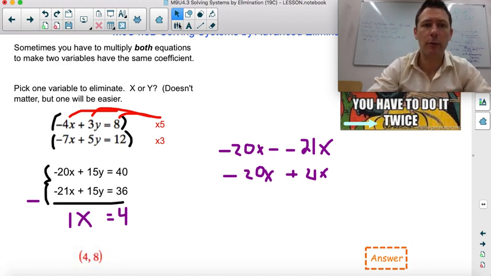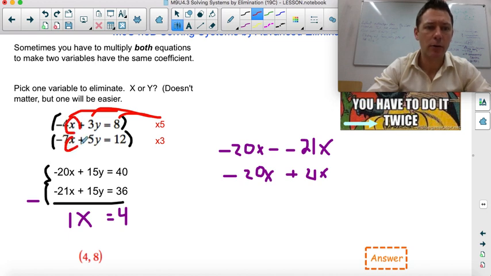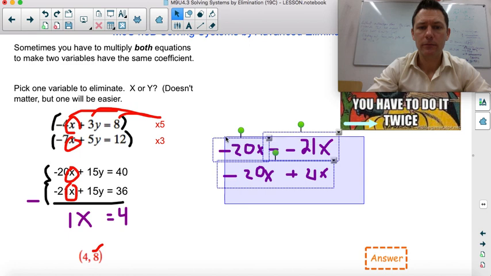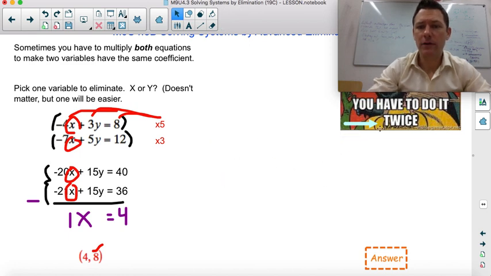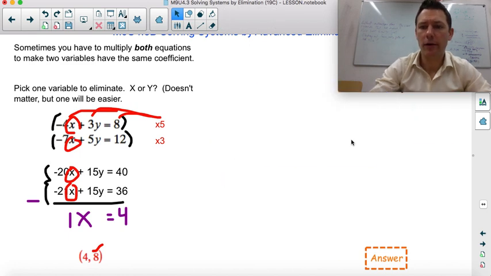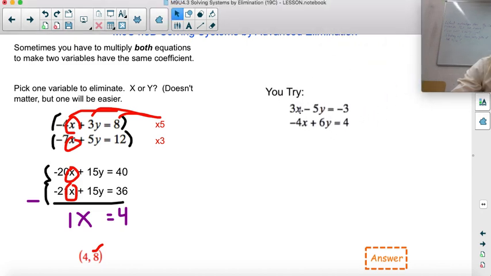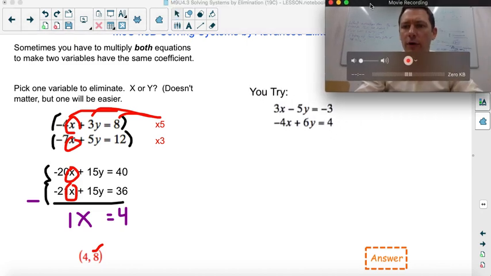Now plug 4 back in anywhere that it's easy. So plug it in there, or there, or there, or there, and you should be able to find that y is 8. Cool? Try those. Here's one more if you want to see it again. I'll try one more for you.